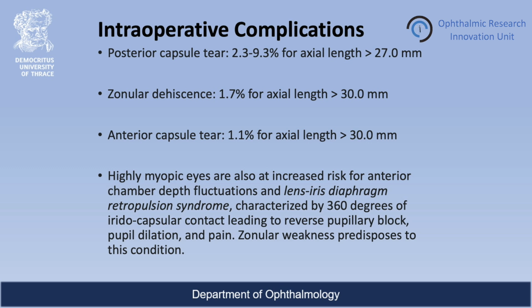The high myopic eyes are also at increased risk for anterior chamber depth fluctuations and the lens iris diaphragm retropulsion syndrome, characterized by 360 degrees of iridocapsular contact, leading to reverse pupillary block, pupil dilation, and pain. Usually, it is the zonular weakness that causes this condition.